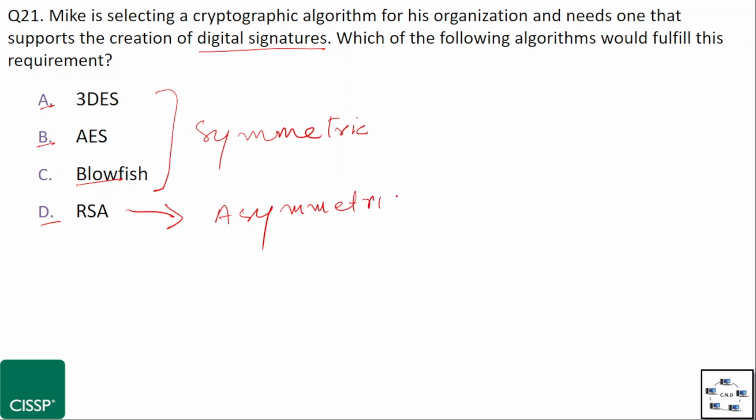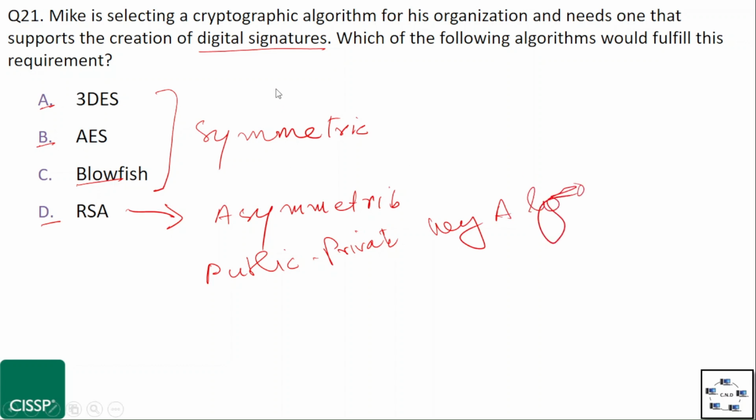also known as a public-private key algorithm. As we studied in the previous question, the asymmetric or public-private key algorithm is basically used to create digital signatures.